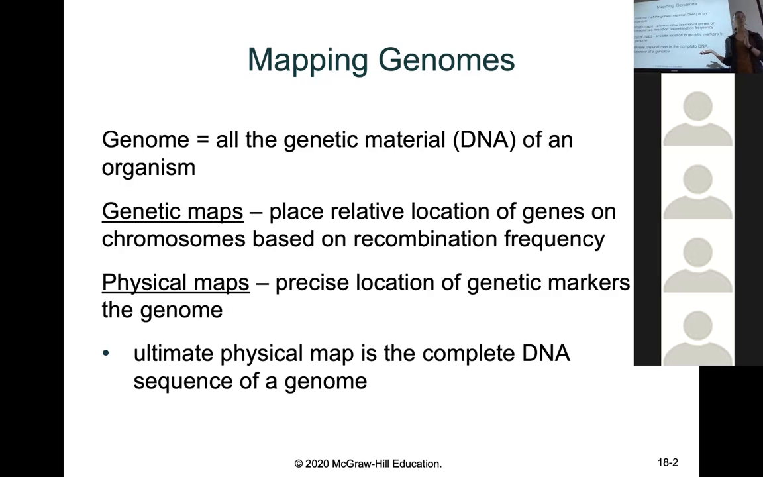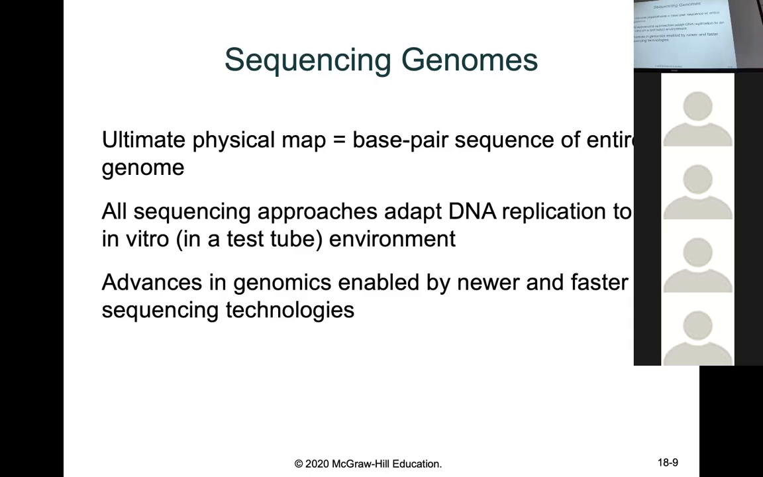The ultimate physical map is basically the complete DNA sequence of a genome. So what do I mean by a DNA sequence? They have the ability now to look at all of the bases, the A's, the G's, the T's, the C's, every single one of those in an individual, whether it's a fish, a dog, a person. They can look at this entire base pair sequence. That's what we consider the ultimate physical map, each and every nucleotide that's there.